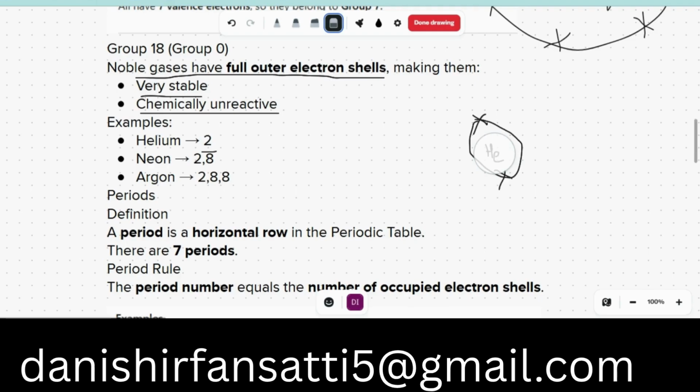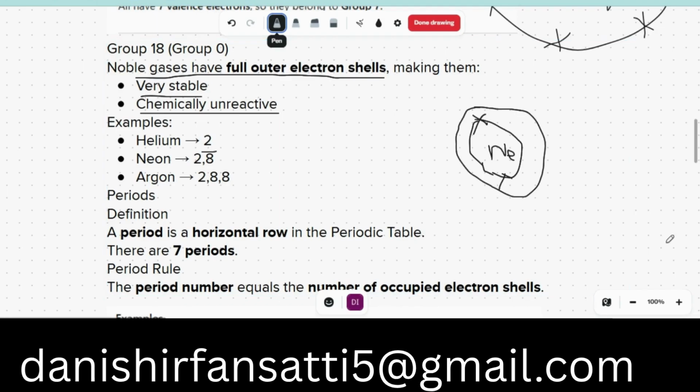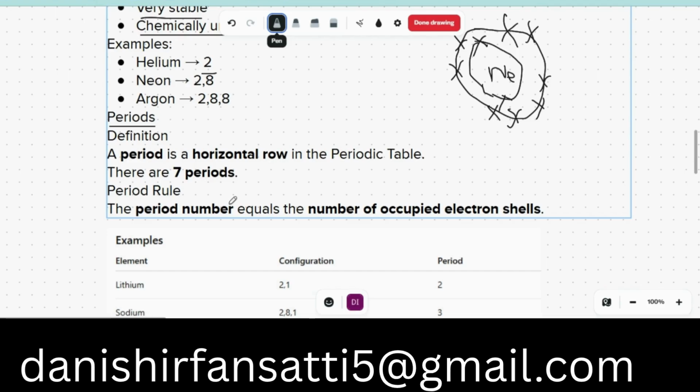Neon, I will just change this to neon. Neon has 10 electrons and 8 electrons in its outermost shell. So there is no room for any other electron. That is why its outermost shell is full, and that's why it is called a noble gas. Now we are going to talk about periods.